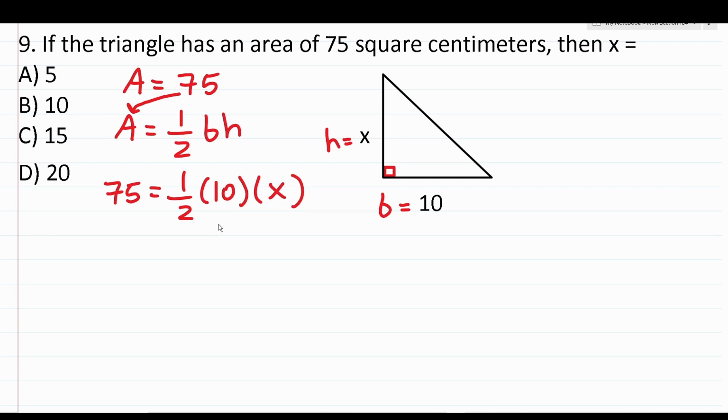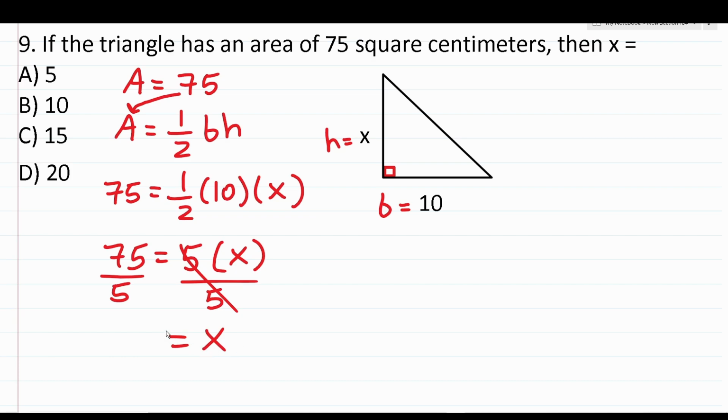All right, so we're just going to be solving this equation for x now. This is 75 equals, what's 1/2 times 10? 1/2 of 10 is 5, so this is 75 equals 5 times x. Of course, we want to get x by itself, so we're going to divide both sides of this equation by 5 now. This crosses out, leaving you with just x on this side. What is 75 divided by 5?